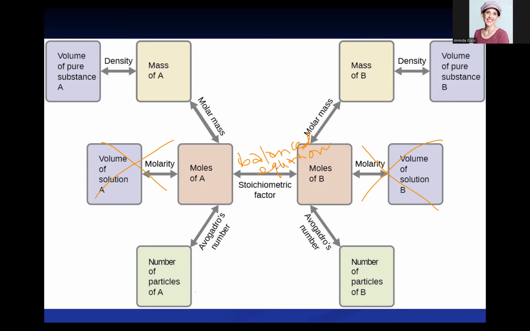Number of particles, using Avogadro's number, which is 6.02 times 10 to the 23rd. So you can go from moles to atoms, molecules, or formula units. That's why it says number of particles, because it's any of those. Again, you can go from moles to number of particles using Avogadro's number. Use a molar mass from the periodic table to find the mass.